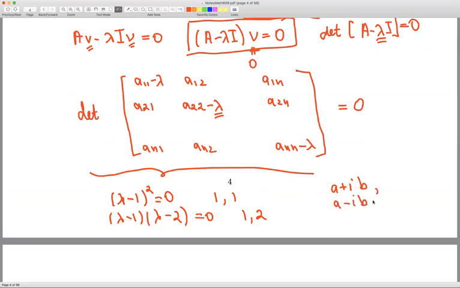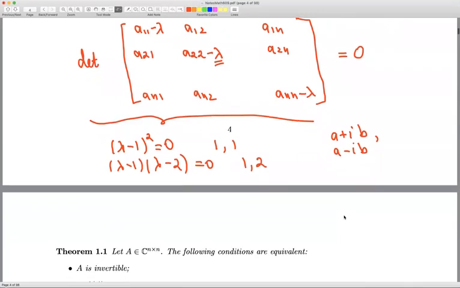So this is a list of all possible roots in the case when n is equal to 2. But in general, you can have n roots, and some of them may have higher multiplicities and some of them may not. But if you write them down as many times as their multiplicities, then you will end up with a list of n numbers.